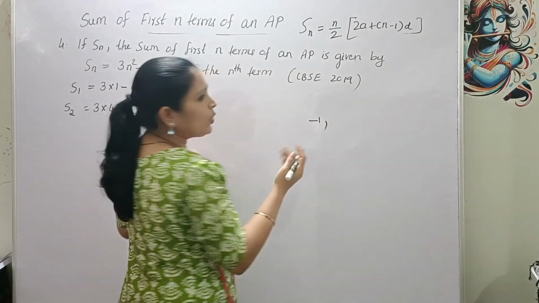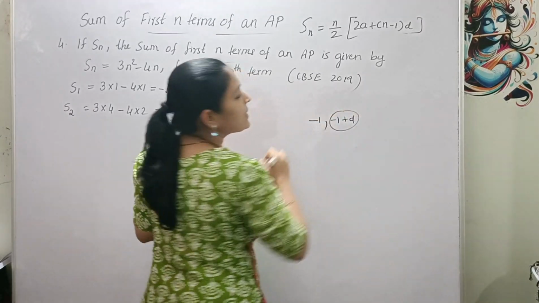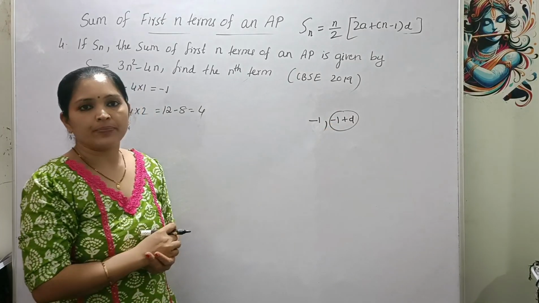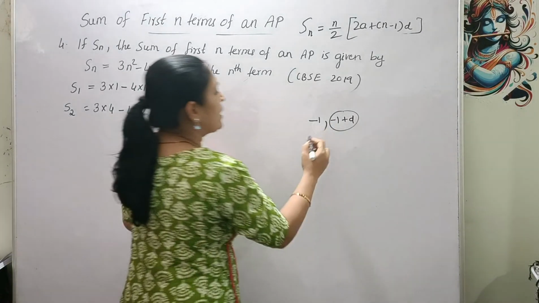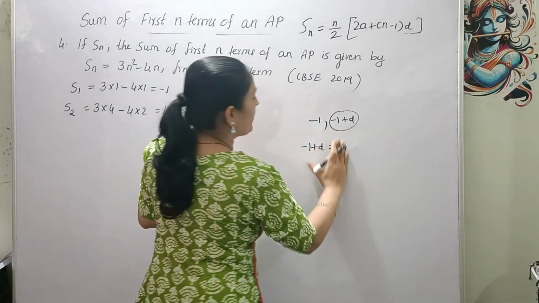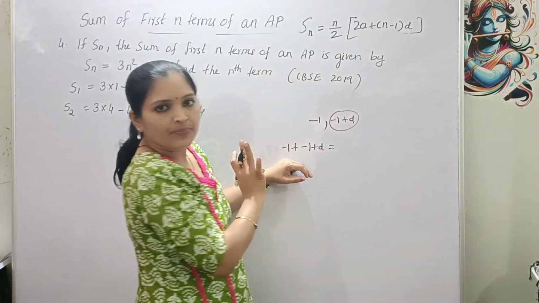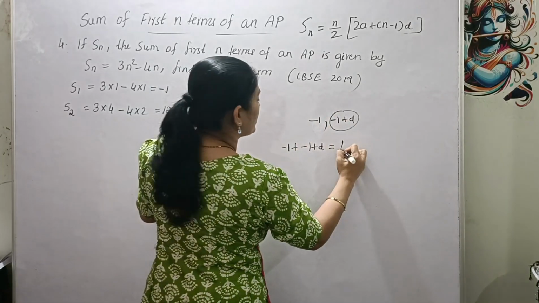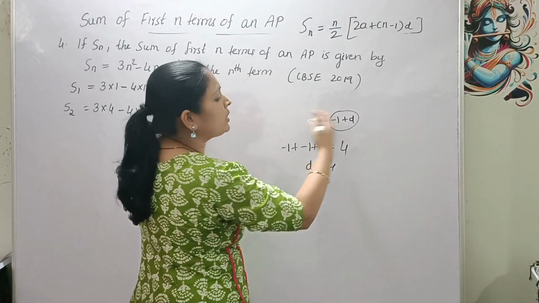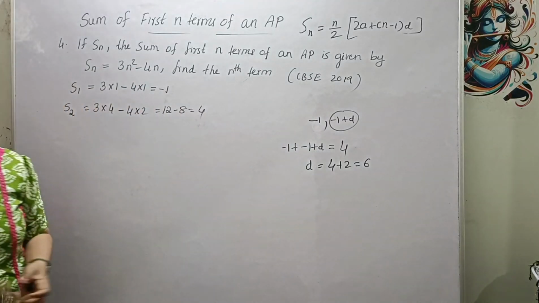We don't know what the second term is. So, here we can take minus 1 plus d as the second term. Right? If d is the common difference, then the second term is minus 1 plus d, where minus 1 is the first term. So, the sum of two terms is minus 1 plus minus 1 plus d, which is equal to 4. So, what is d? d is equal to 4 minus 1 plus minus 1 minus 2. Take this to the right side, so it will be plus 2. That is 6. d is equal to 6.